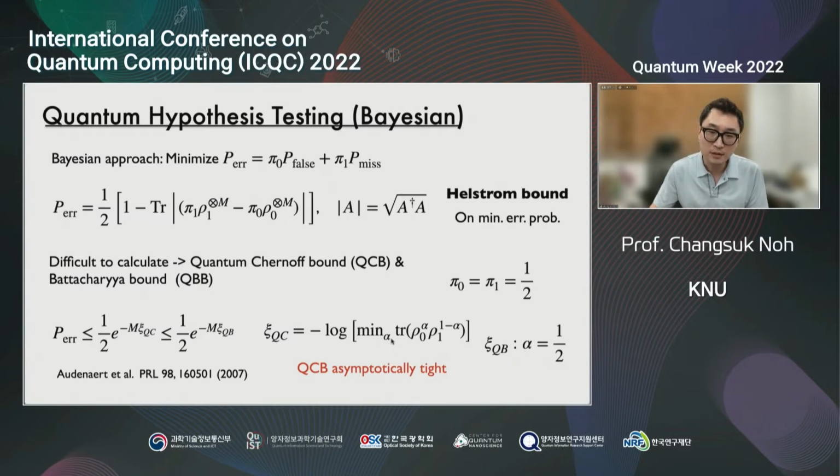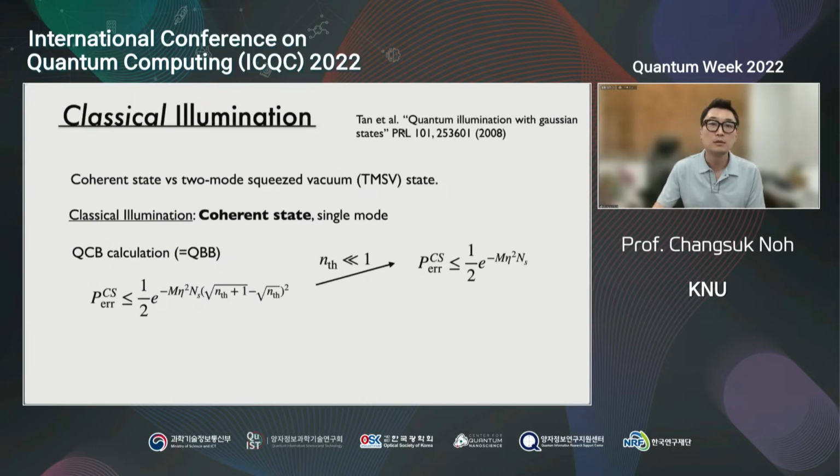Because of the minimization or optimization, this might be difficult to solve sometimes, and then we resort to the quantum Bhattacharyya bound, which is when alpha is half, so it's the square root of rho naught, square root of rho 1. Okay, so just remember this. The minimum error probability is upper bounded by the QCB, which is upper bounded by the QBB.